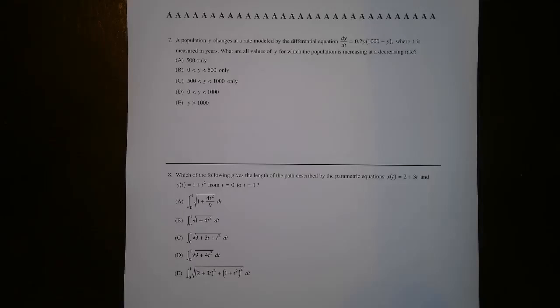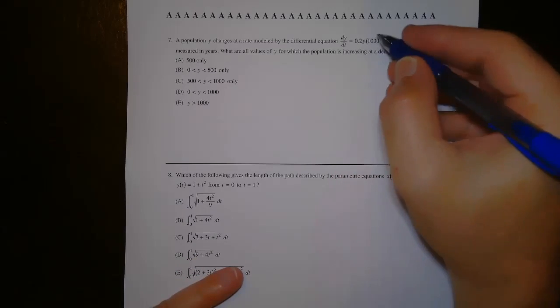All right, and number 7, population Y changes at a rate modeled by the differential equation dy over dt equals 0.2y times 1,000 minus y. Okay, so what we have to do is we have to recognize that this is a logistic differential equation, okay?